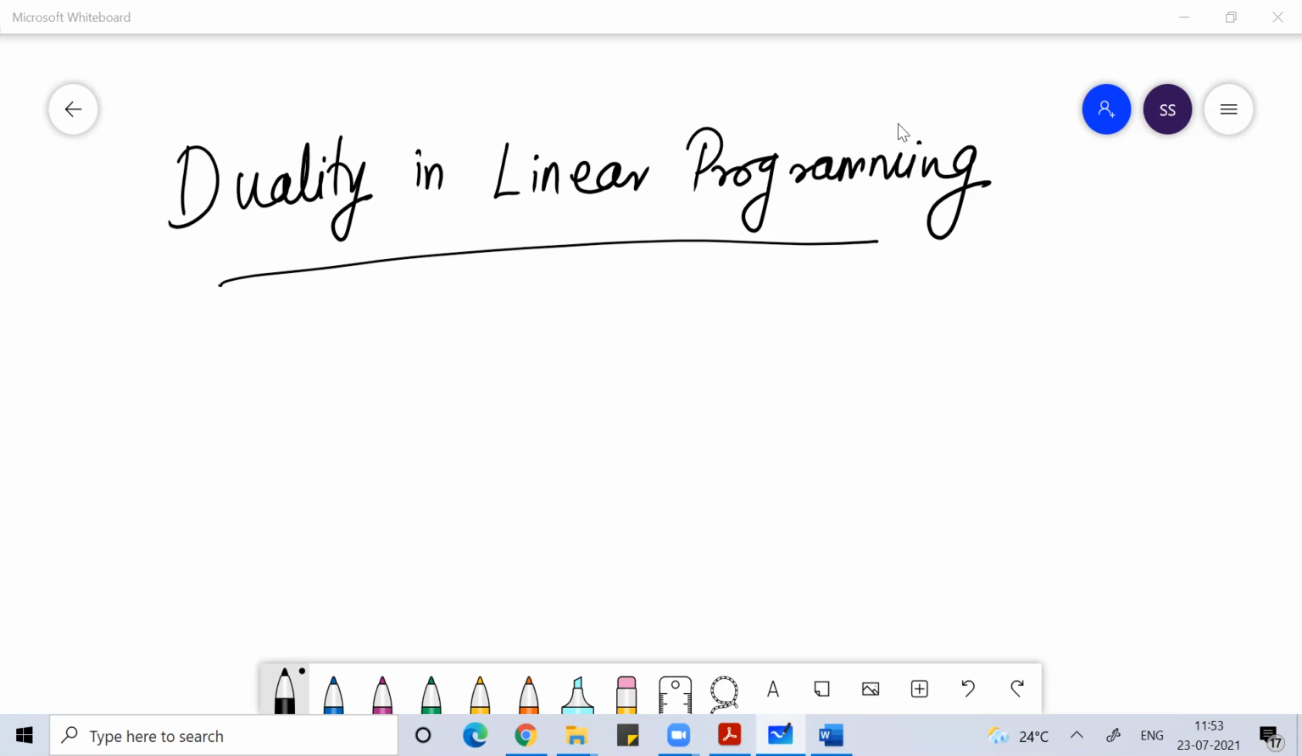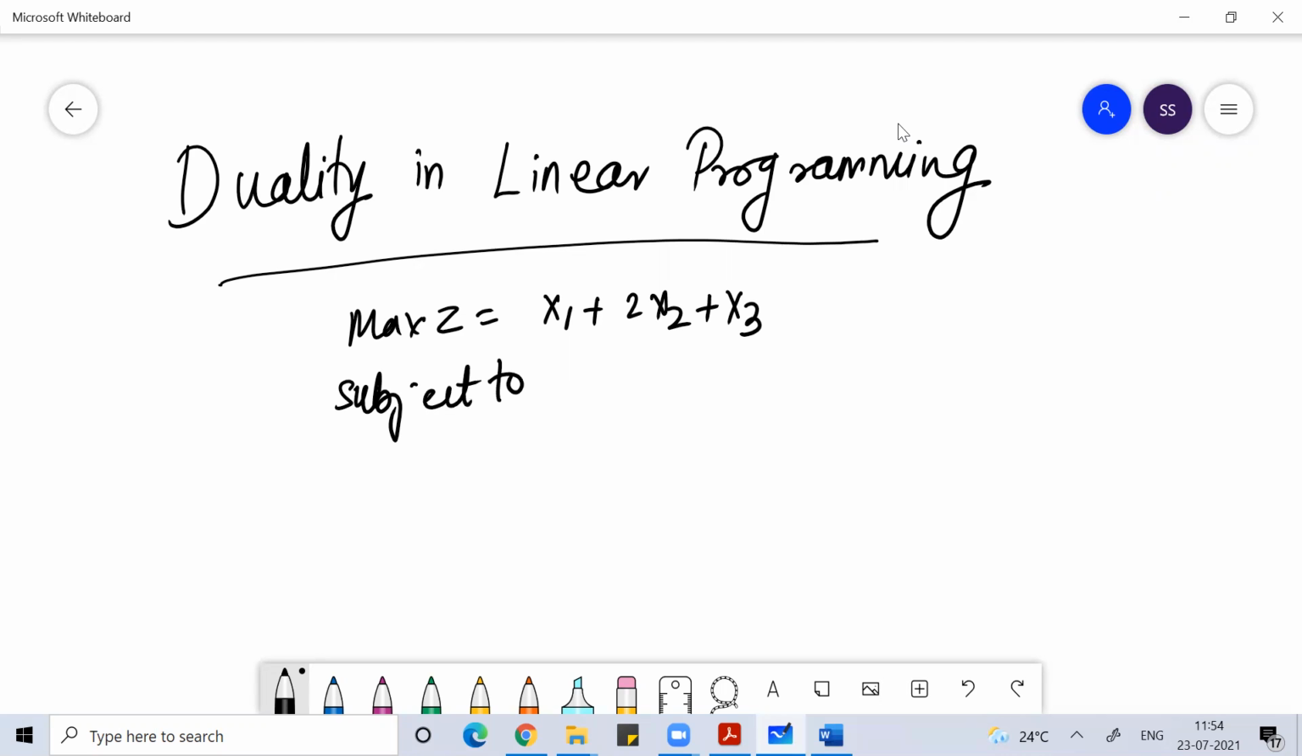The concept of duality is basically just a replica of a given problem. Whatever the given problem we have, suppose our given problem is maximize z = x1 + 2x2 + x3. Suppose this is your equation, subject to constraints. You have a constraint like 2x1 + x2 - x3 less than or equal to 2.